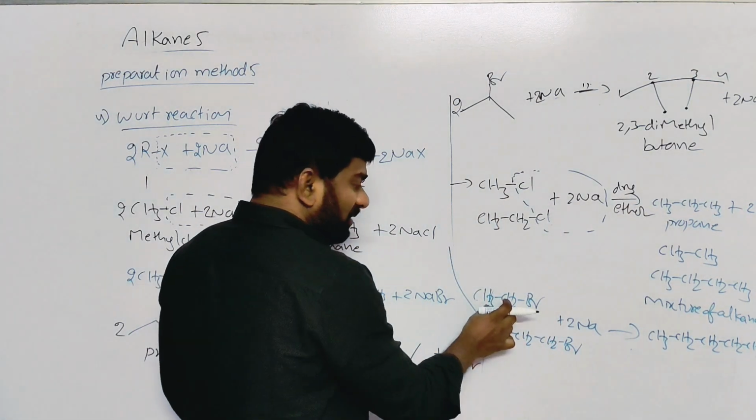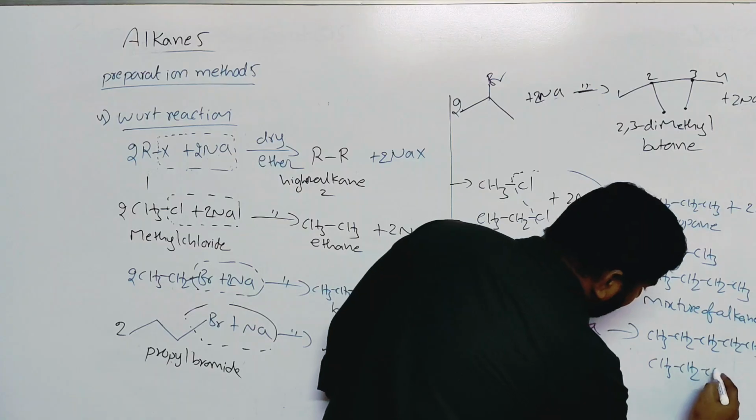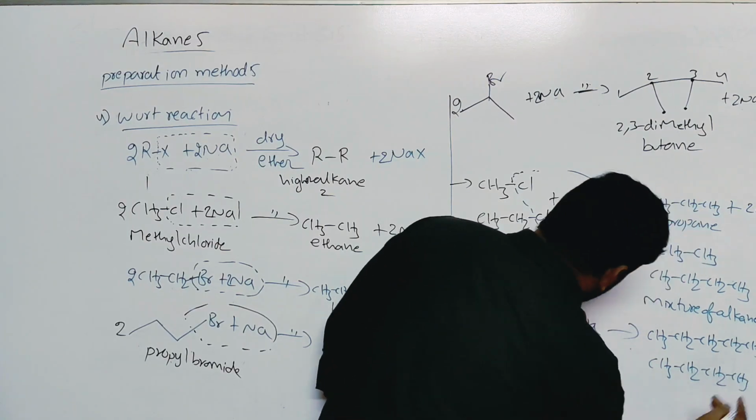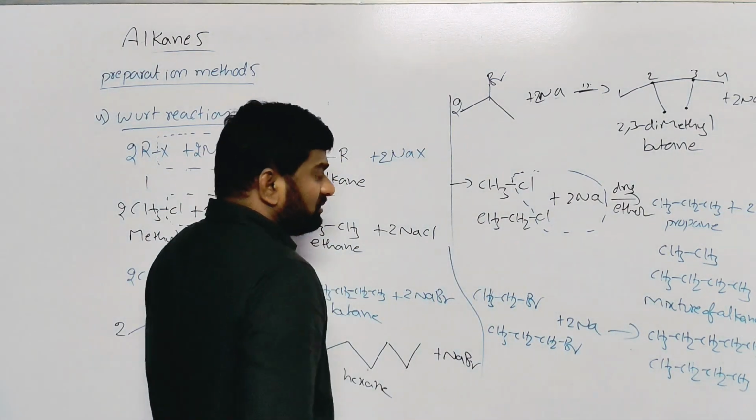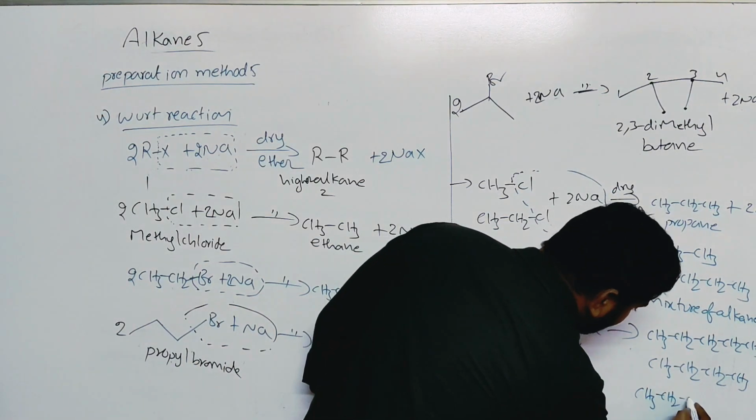Here 2 moles of this one combined, 2 plus 2, so we get butane. Next, here 3 carbons are there, so 3 plus 3 is 6, so we get hexane.